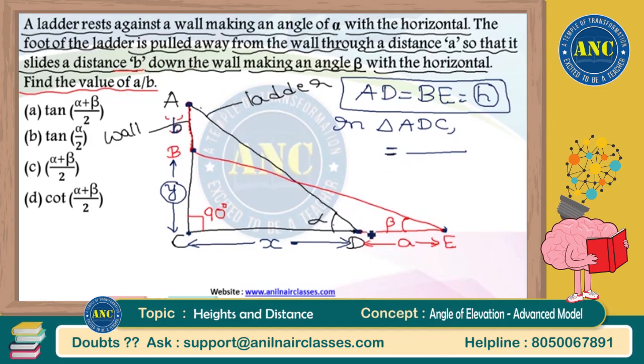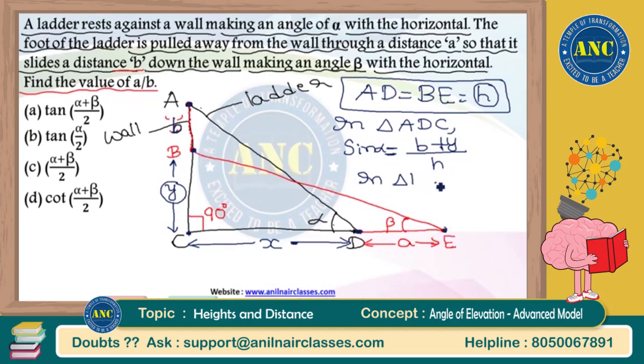Opposite divided by hypotenuse is sine alpha. Opposite is B plus Y, hypotenuse is H. This is one of the equations which I will keep. Let me use it later. Similarly, there is another triangle. What is the triangle? In triangle BEC.